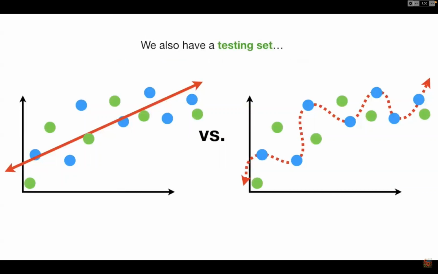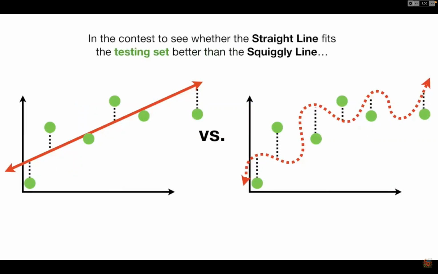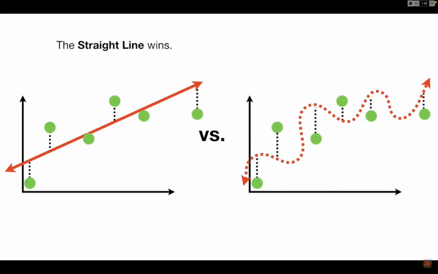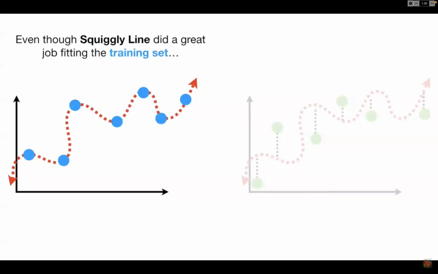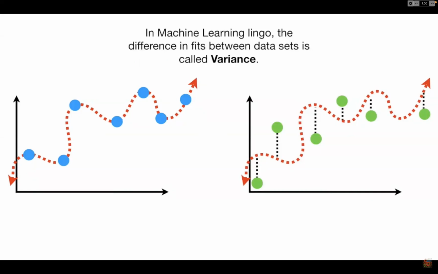But remember, so far we've only calculated the sums of squares for the training set. We also have a testing set. Now let's calculate the sums of squares for the testing set. In the contest to see whether the straight line fits the testing set better than the squiggly line, the straight line wins. Even though the squiggly line did a great job fitting the training set, it did a terrible job fitting the testing set. In machine learning lingo, the difference in fits between datasets is called variance.